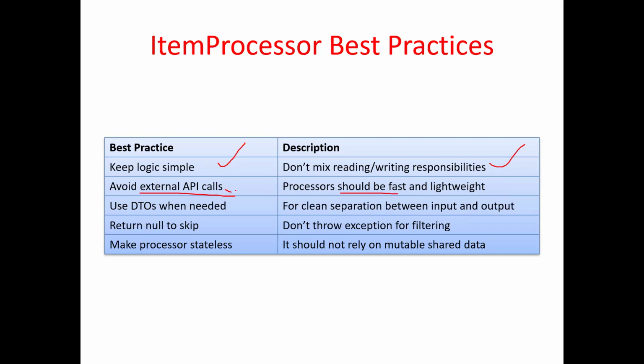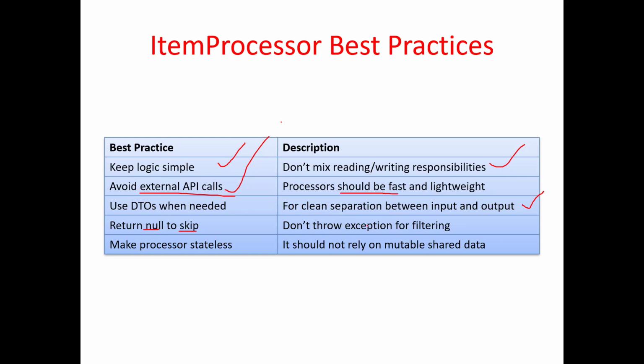If you want to make an API call, yes, you can write that logic as part of the reading as well, and use DTOs whenever it is needed. So for input and output differentiation, you can use your DTOs instead of the entity classes. Return null to skip. Okay, don't throw any exception.